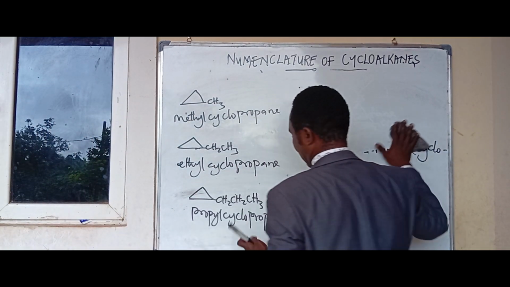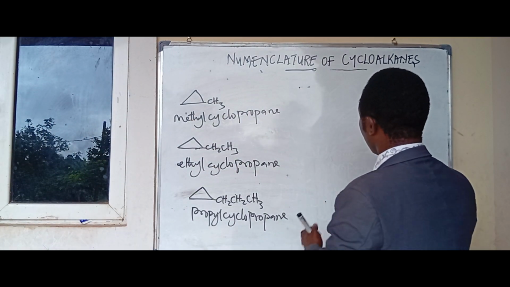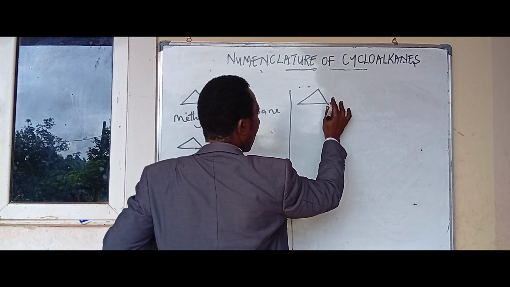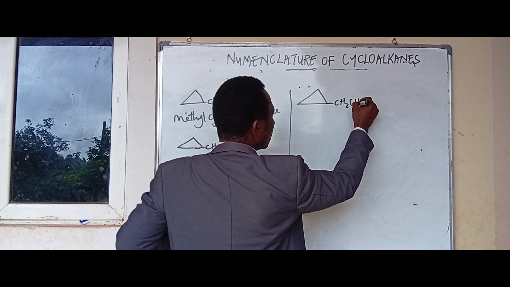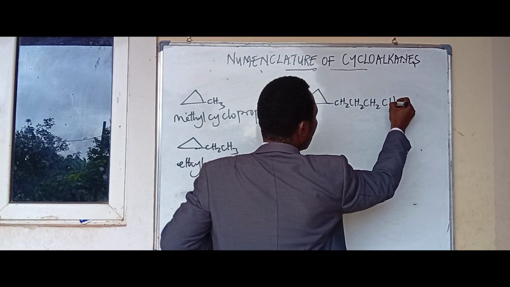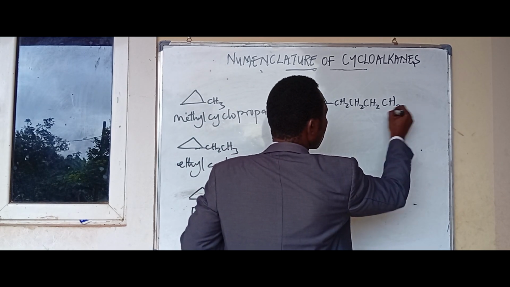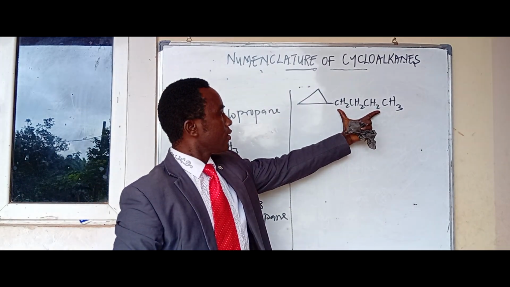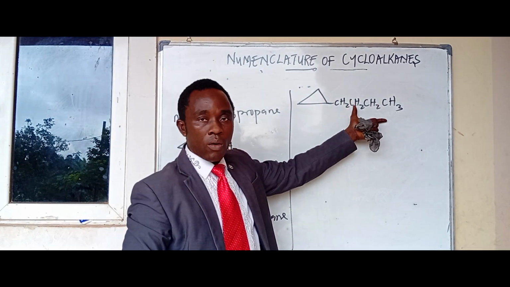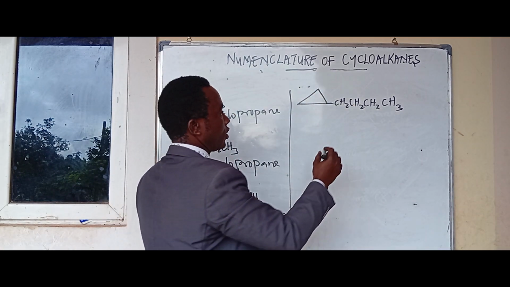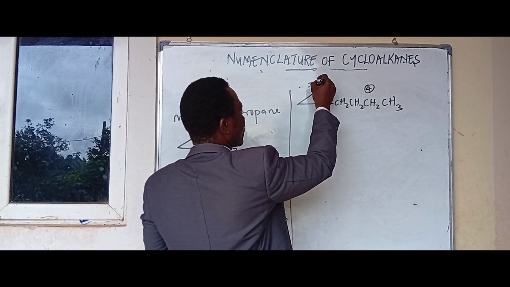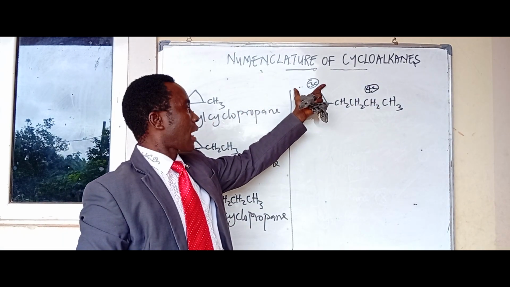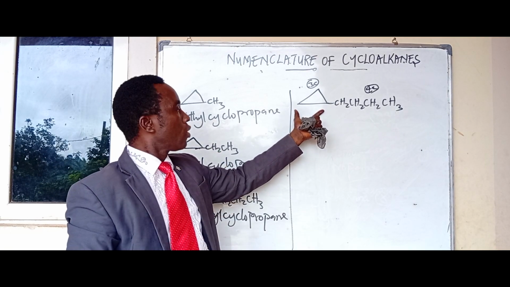Now let us increase once more the open chain to 4. We have CH2, CH2, CH2, CH3. What will be the name of this compound? If you look very well, the open chain carbons are 4, while the cyclic is 3. The open chain is 4 carbons, while this is 3 carbons. So we have 4 carbons for the open chain and 3 carbons for the cyclic compound.